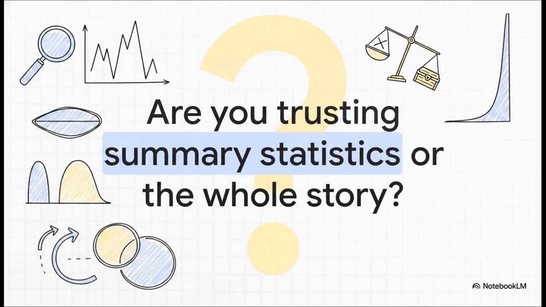As a financial detective, your job is to never, ever take the average at face value. You must locate the true center, map the spread, size up the downside risk, check the shape of your tails, and always visualize your correlations. So I leave you with this. The next time you're handed a pristine report on an asset's expected return, are you going to read the whole story, or are you just going to blindly trust the summary statistics?